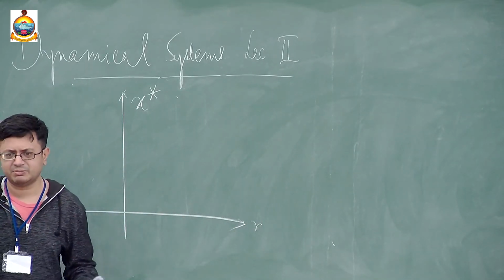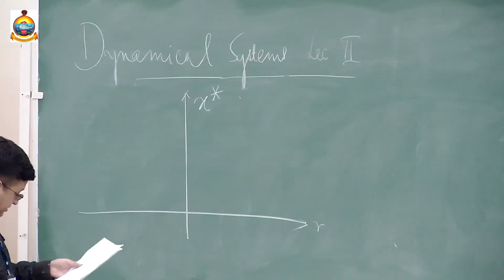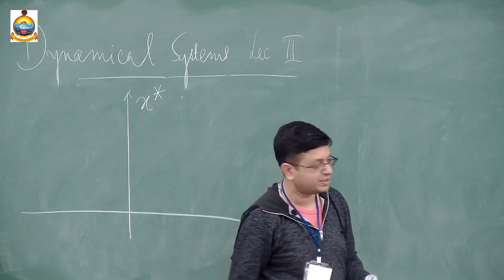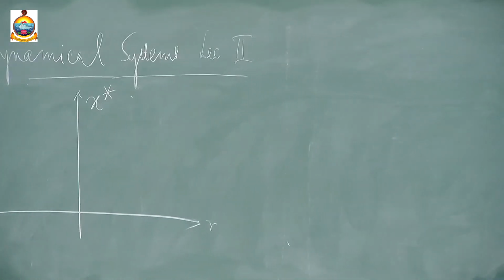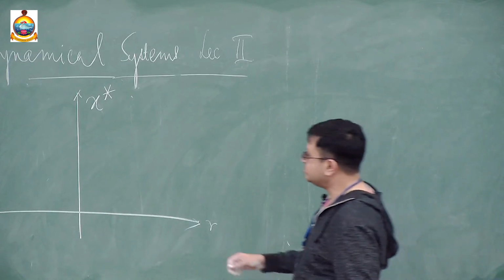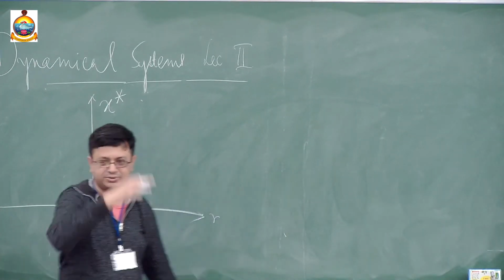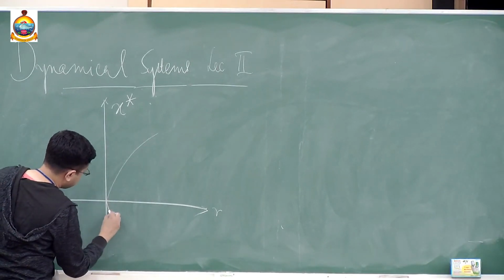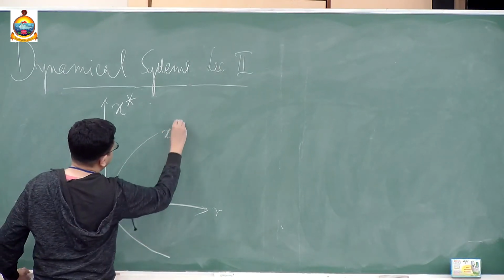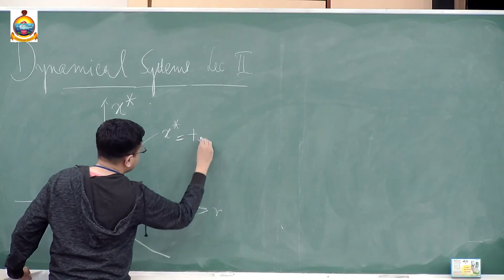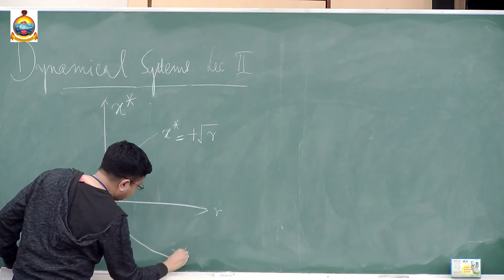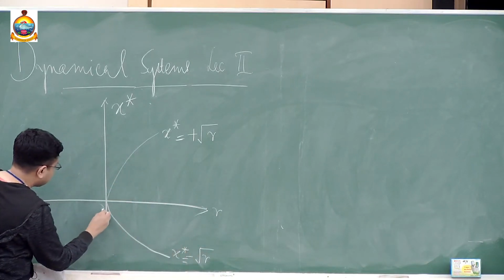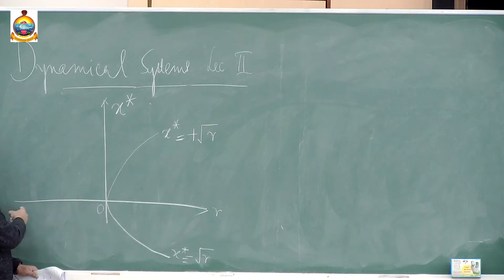Some of them will be stable, some of them will be unstable. You plot everything that you have. So you see that so long as r is greater than 0, you had two fixed points, namely x star equal to plus minus square root of r, which means x star square is equal to r. So that's the equation of a parabola. Okay, so there is one parabola branch here and one parabola branch here. This is x star equal to plus square root of r. This is x star equal to minus square root of r. Okay, so this is r equal to 0, and there is no fixed point on this side.